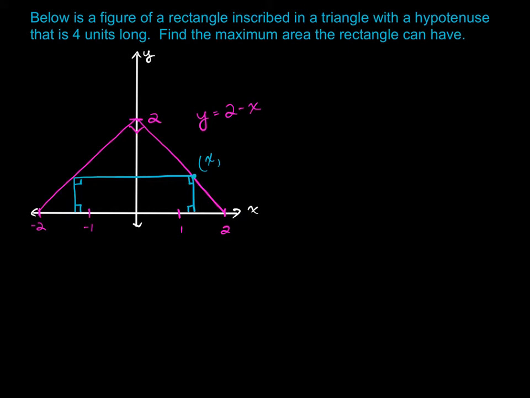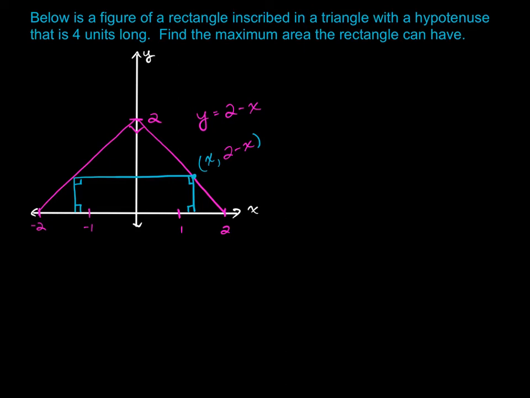It should just be 2 minus x. That's because, think about it, if this point were at 1, the height would be 1. That's given from this equation. So you have to know how to find the equation of that particular line. So we have this coordinate here, x and 2 minus x.